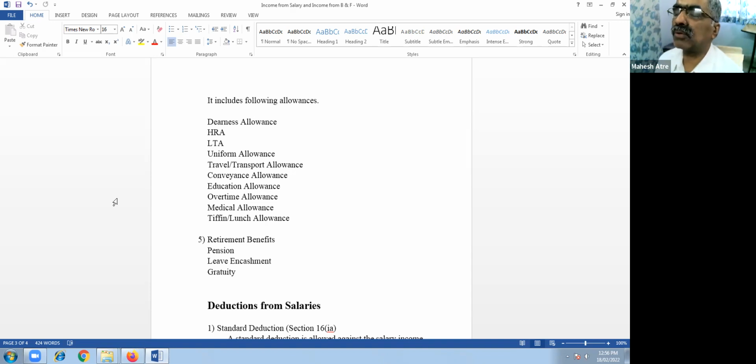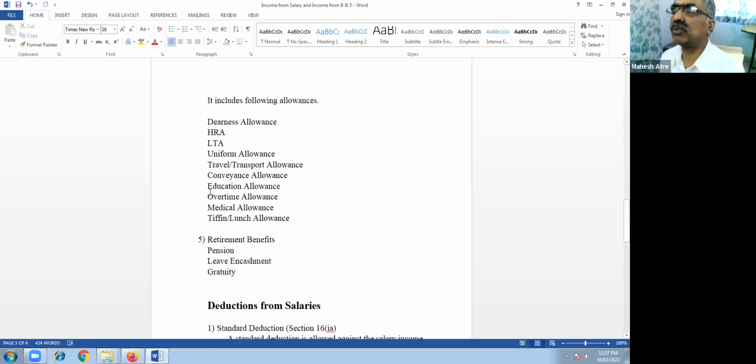In most cases, transport allowance is given. Now, those who are working from home are not getting transport allowance. But those who are going to an office or factory or an organization are going to get transport allowance. They also may get conveyance allowance. In most cases, they are not going to give cash, but they have to submit the petrol bills. That is nothing but the conveyance allowance.